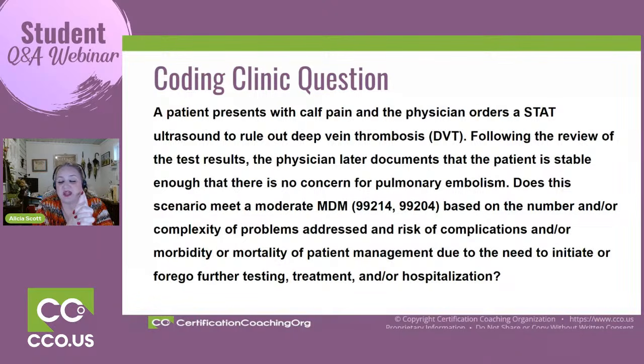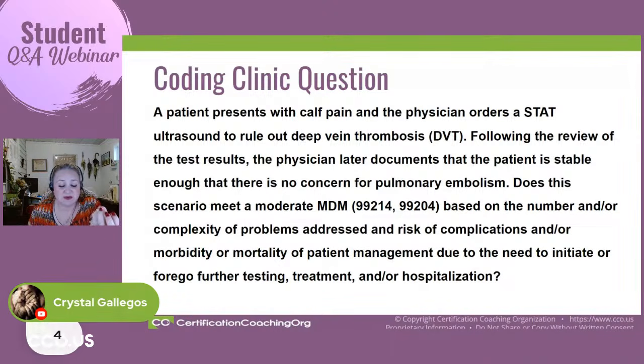Just in the chat, go ahead and put whether you think it would be a level 4 or a level 3. You can just put a 3 or a 4 in the chat. Feel free to do so, and we'll get to the answer real quick. I'll give you a moment to do that. Very good. So again, we're thinking about whether you think this constitutes a 3 or a 4.